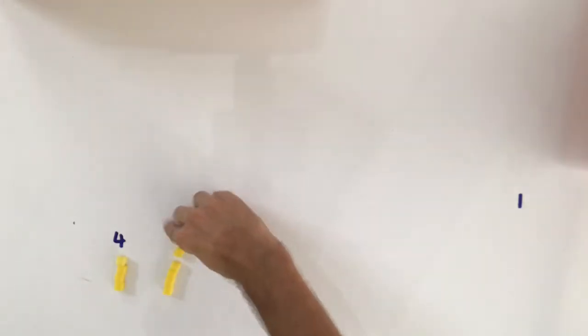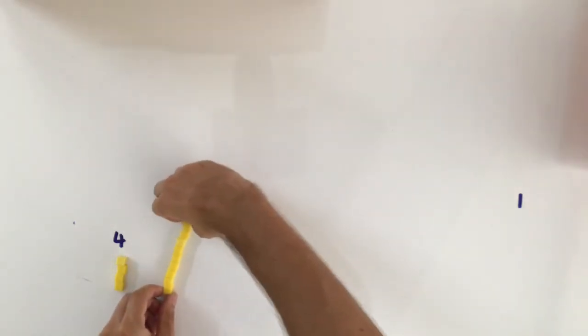So I put 4 down again. And I'm going to put 6 more ones on top of it. Because we're counting in sixes, we need to add 6 more on. 1, 2, 3, 4, 5, 6.